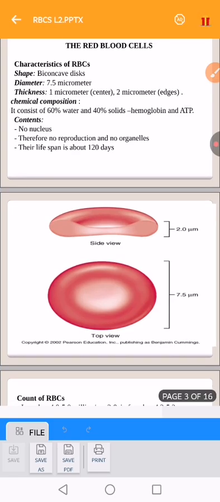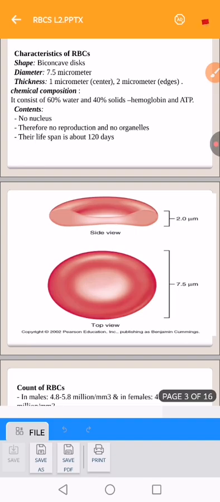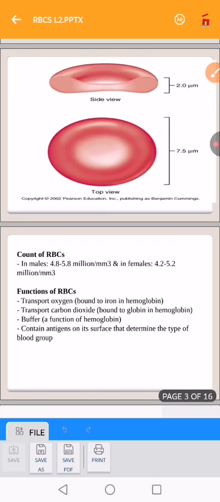This is the shape of the RBCs when you see it under the microscope. What is the number of the RBCs in a normal human being? It is different according to sex. In males, it's 4.8 to 5.8 million, and in females, it's less, 4.2 to 5.2 million.